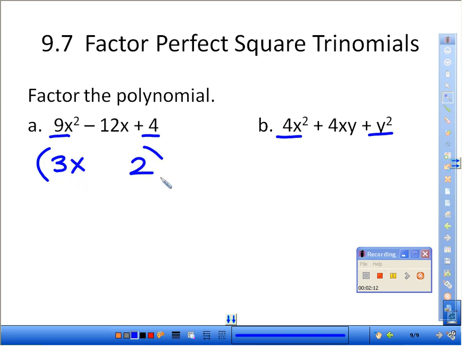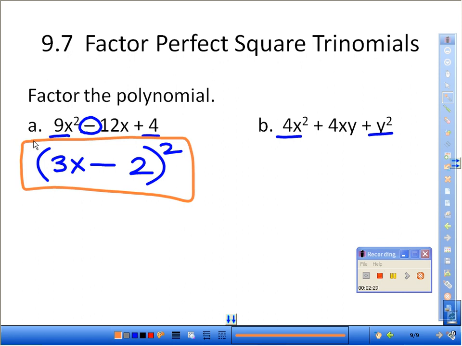Put that in parentheses. Now we look at this sign. The first sign in the problem after the first term is a minus. So we put a minus into our factor and we simply square it. This is the factor, or factors, of that polynomial. Now that's the same thing as 3x minus 2 times 3x minus 2.